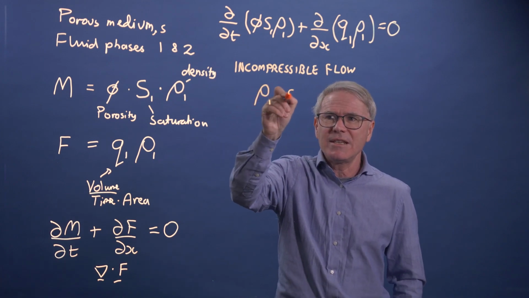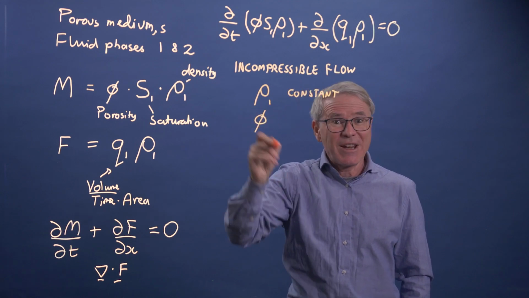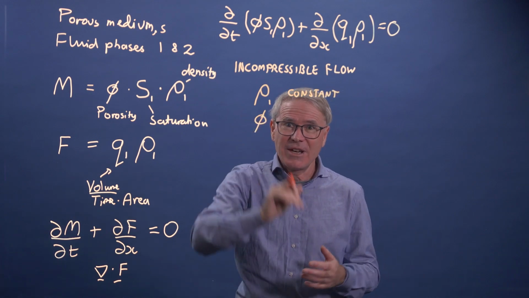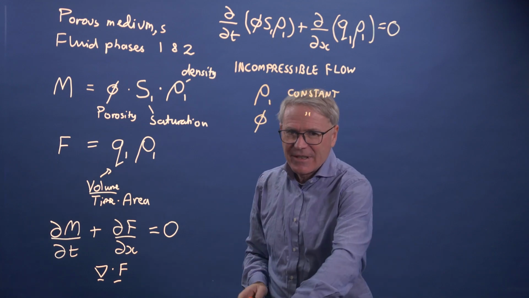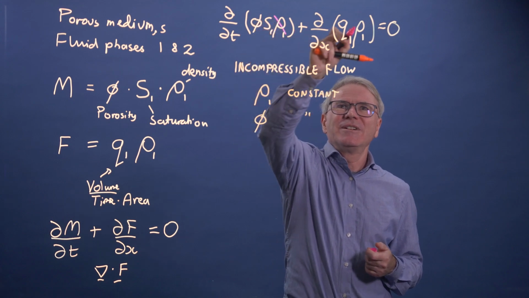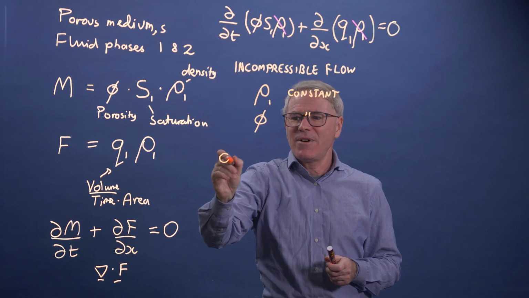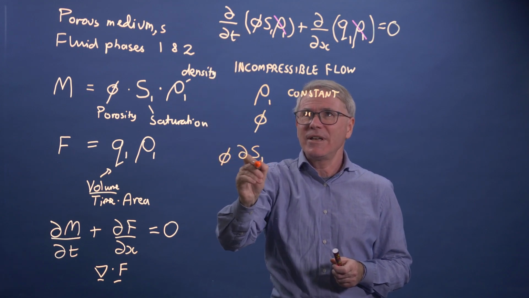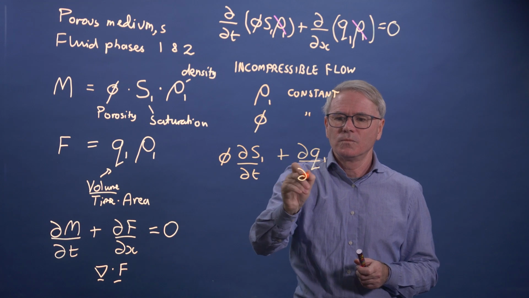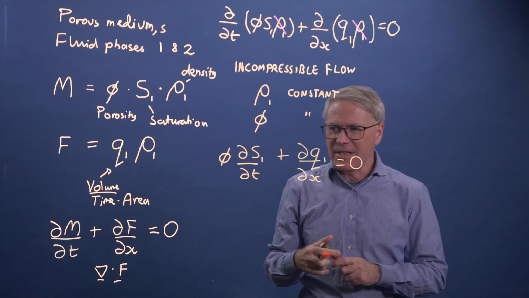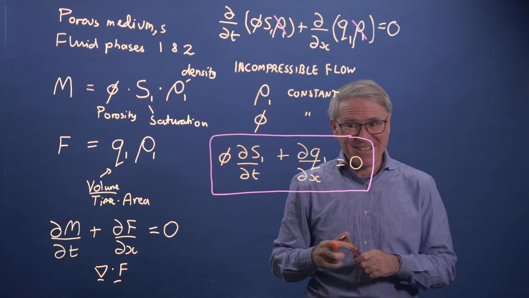One is that the density is some constant value, and also, by injecting the fluids, I haven't altered the pore space, so the porosity remains constant. And if that happens, then density comes out of the equation and disappears. Porosity comes out, and in fact I write my equation in this way. Okay, and this is the equation that in subsequent videos we're going to solve analytically.